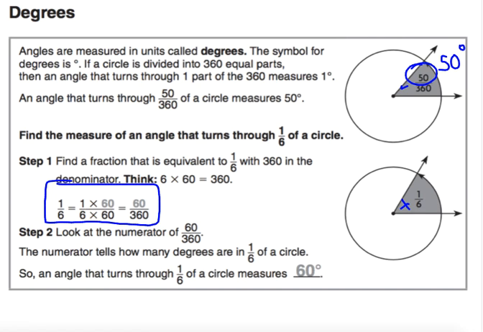And then finally, look at the numerator. So we look at the numerator, and it's right there. The numerator tells you how many degrees are in 1/6 of a circle. So 1/6 of a circle is 60 degrees. So this is a 60-degree angle. They're referring to this angle. That's 60 degrees. This one is a 50-degree. And using our knowledge, these are both acute angles. See how they all come together.